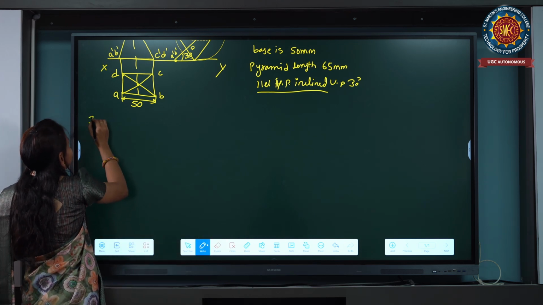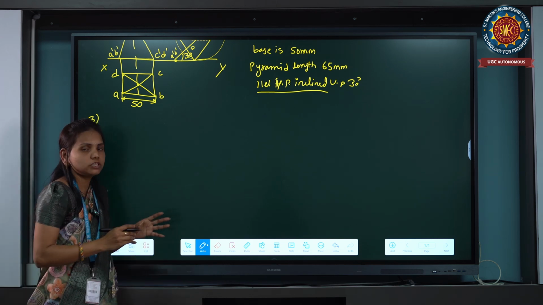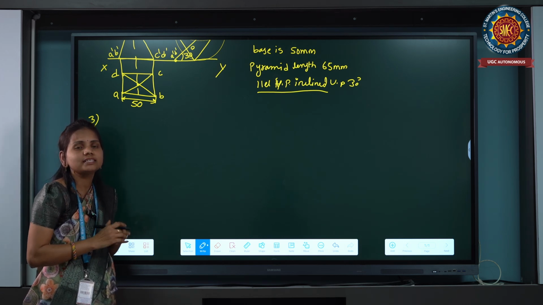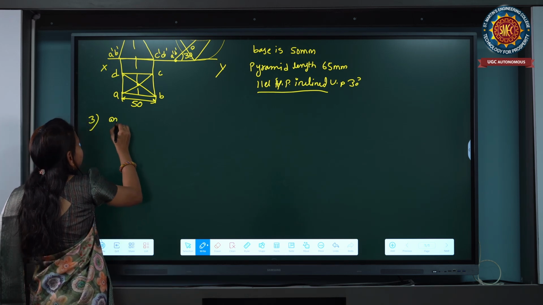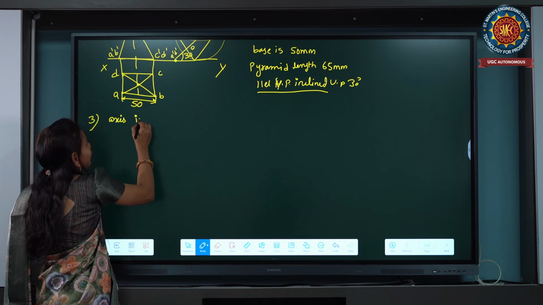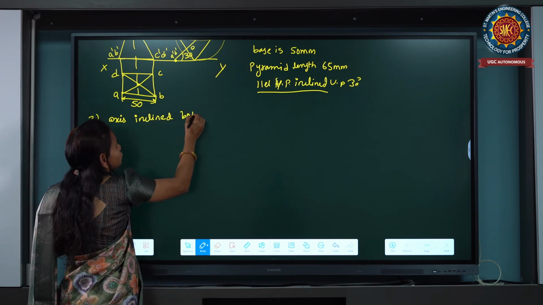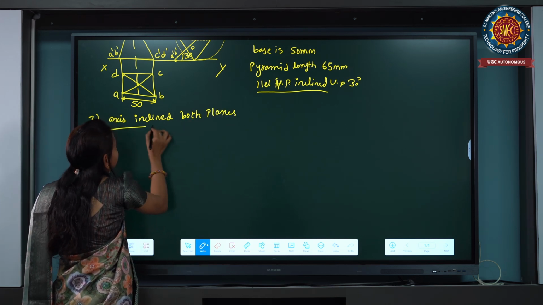Take the third angle. So the third condition of the projections of solids. What is the third condition? The third condition means axis inclined to both planes. So axis inclined to both planes. So this is the condition.